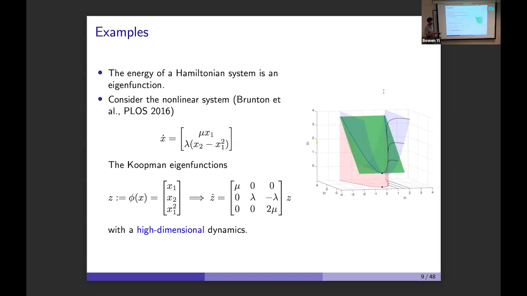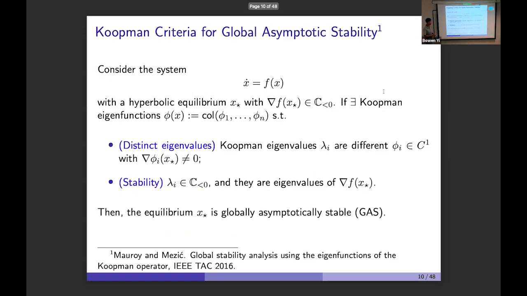No. Even for polynomial systems, it may not be possible to get a finite dimensional one. It depends, and I will show you later. For some systems, it's possible to do so, and we can get exactly the same dimension as the original system with a linear behavior. Okay. So the Koopman operator can be used to get some criteria for global asymptotic stability.